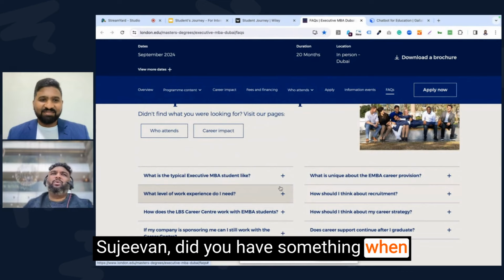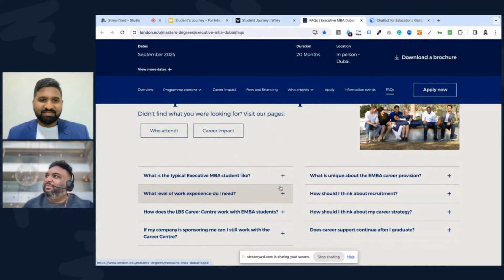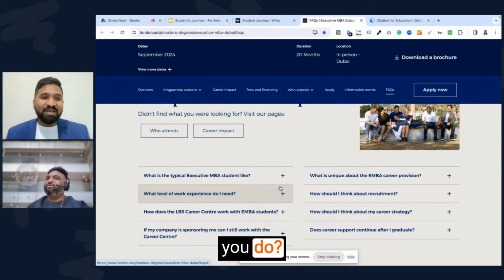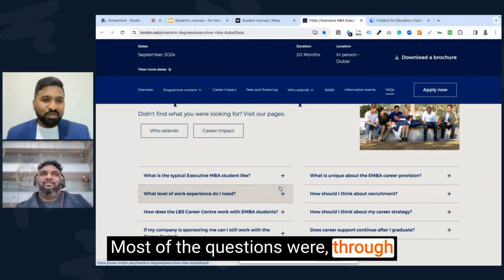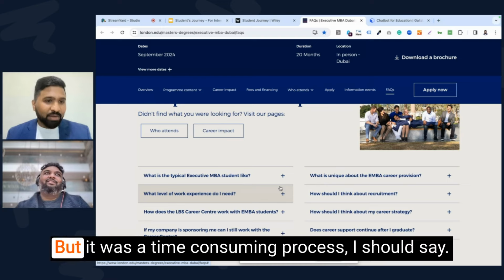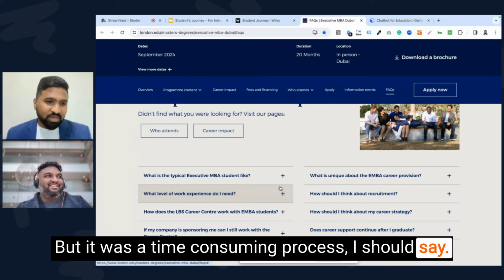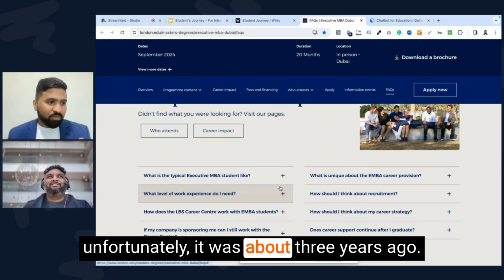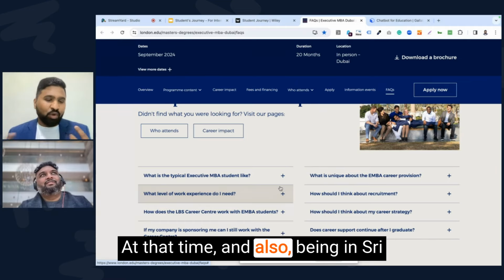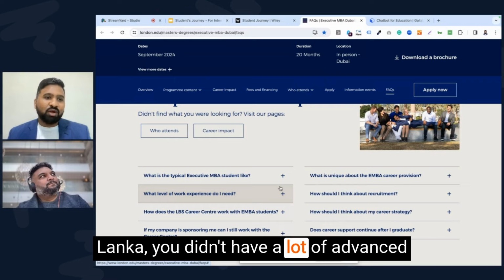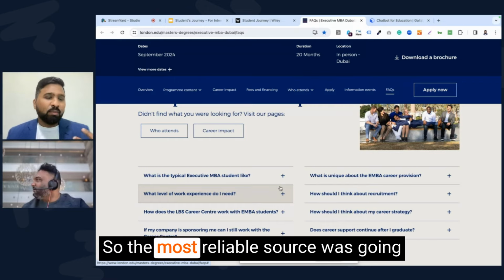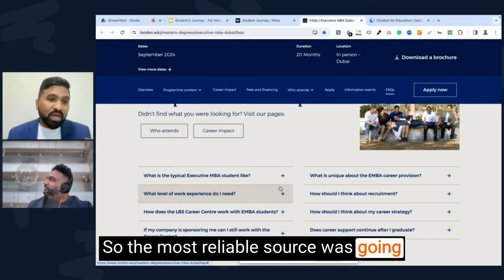Sujeevan, did you have something when you were looking for an MBA, mate? No, not really. Most of the questions were answered through my friends and the network, but it was a time consuming process, I should say. It was about 3 years ago, and also being in Sri Lanka, you didn't have a lot of advanced content that you can find on these MBAs. So the most reliable source was going to a friend.